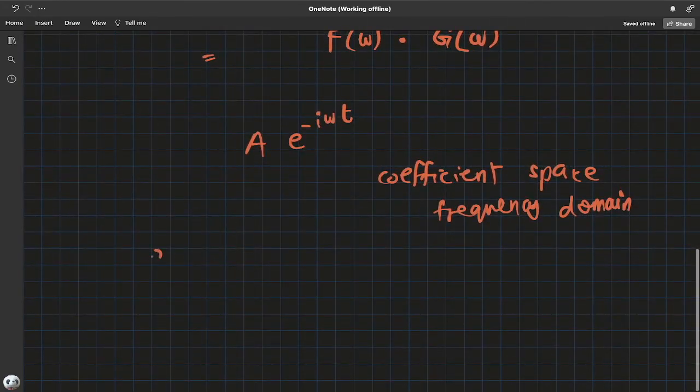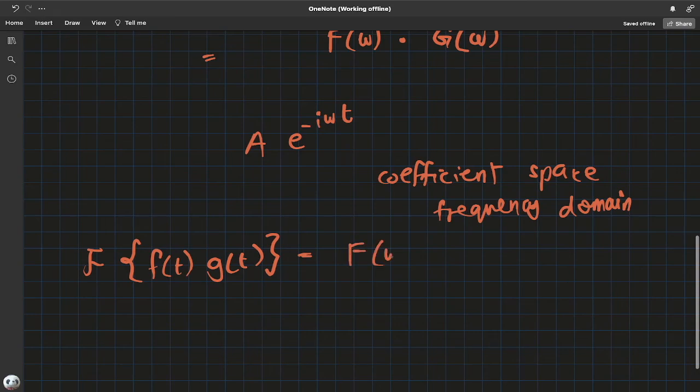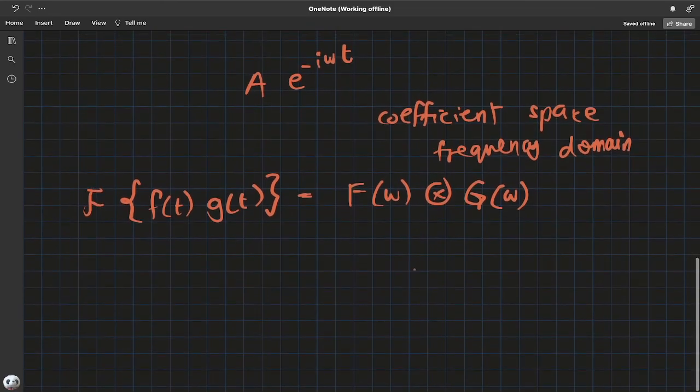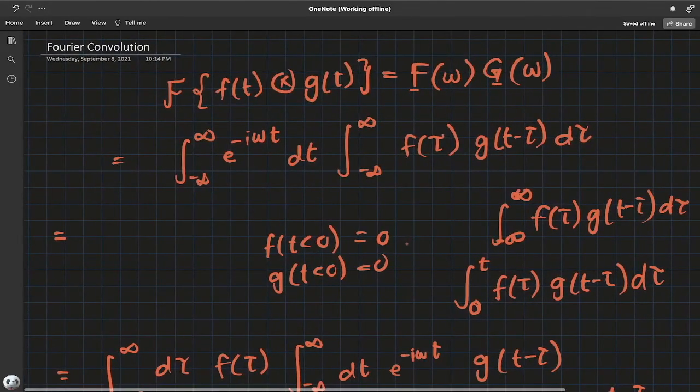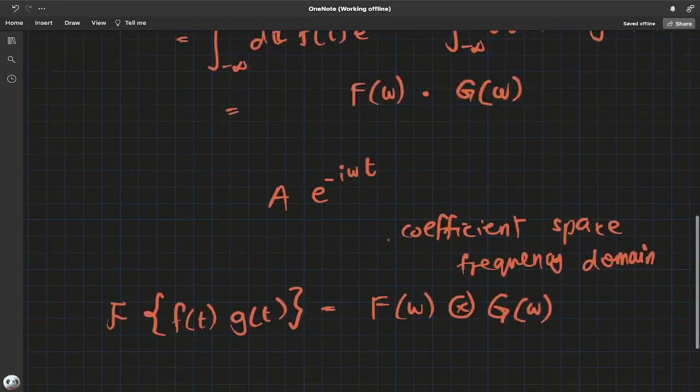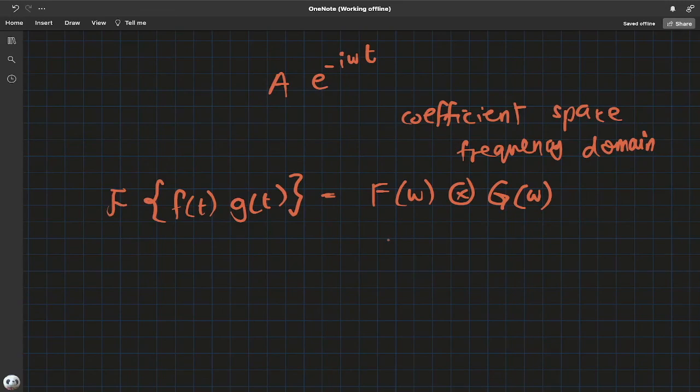You can also see that if you have a product and take the Fourier transform, equivalently you get the convolution of the individual Fourier transforms. So it's another property. I won't prove it in this video, but this video was supposed to give an intuition about this. I hope it helped. I urge you to do more reading on this.